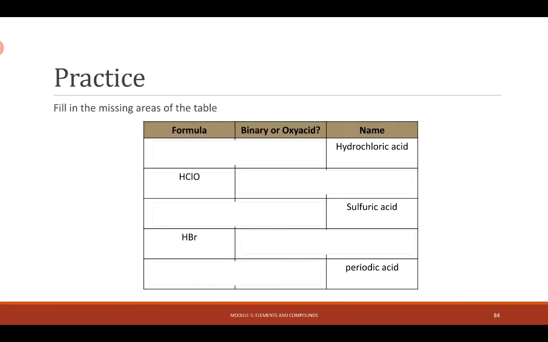All right, let's do a practice problem. Go ahead and pause the video and try to work this out on your own. Unpause the video when you are ready to continue and double check your work.